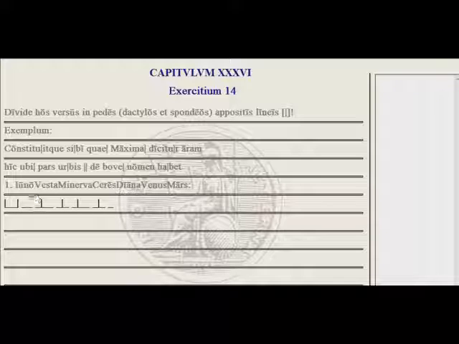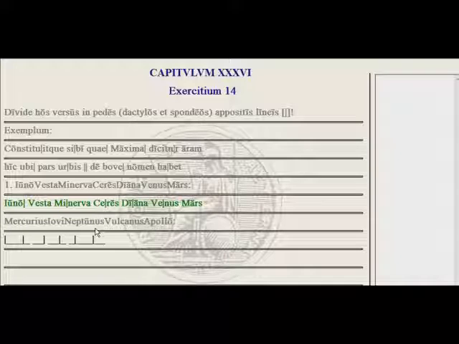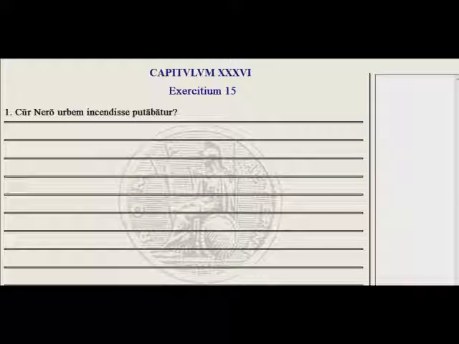So let's try it with Juno, Vesta, Minerva, Ceres, Diana, Venus, Mars. And so that divided by syllable is Iu, and then no, there's a spondee, Ves ta Mi, there's a dactyl, ner va Ce, re, there's another dactyl, res Di a na Ve, nus Mars. Okay, let's try the rest of those and go on to your question and answer exercise and do your best.